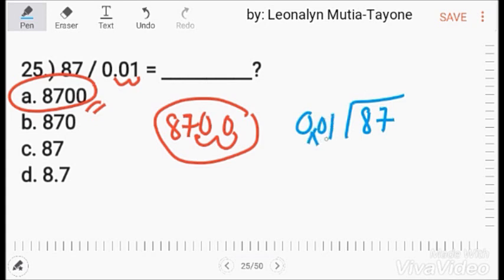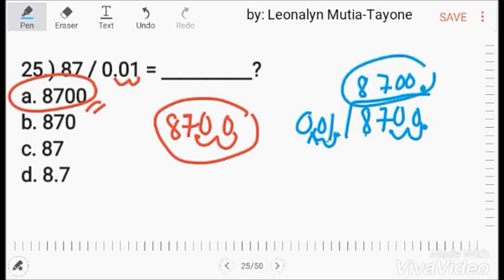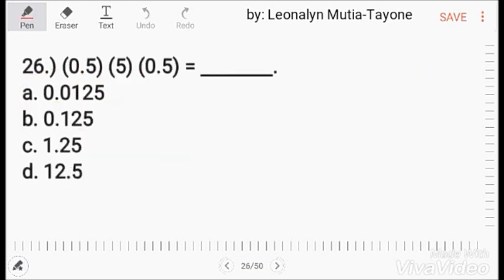Another way of solving 87 divided by 0.01. Itong decimal na to, dapat yung divisor natin ay whole number siya. So, i-move natin 1, 2. Mag-move din tayo ng dalawa dito. 1, 2. So, dalawa na yan. At itong decimal na to, itaas mo yan. 8 divided by 1. So, 8. So, kopyahin lang yan kasi 1 lang naman. So, the answer is 8,700.